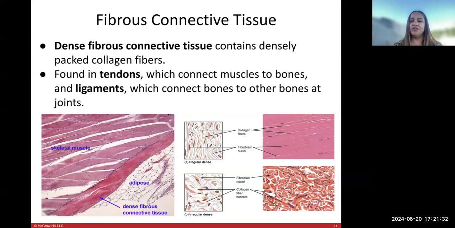Dense fibrous connective tissue contains densely packed collagen fibers. This is what is found in tendons and ligaments. That's what they all look like under a microscope.